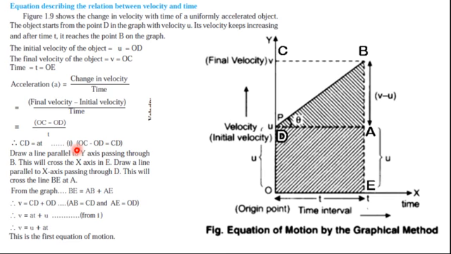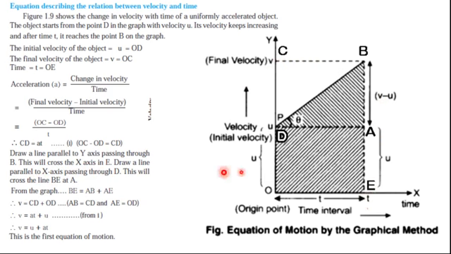Now how does it come? OC minus OD is equal to CD, this is the CD, this is V minus U. And draw the line parallel to the y-axis passing through B. Now you can draw this dotted line passing through the y-axis. Draw the line; this will cross the x-axis also.